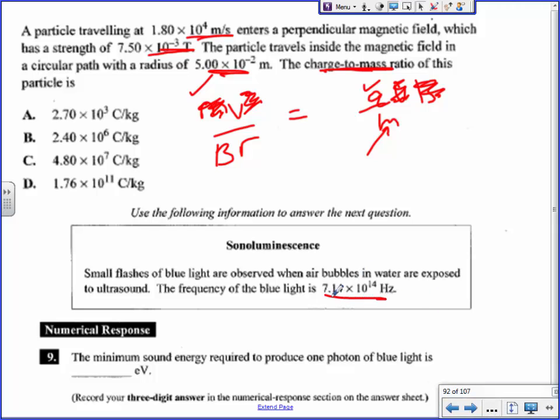Okay, here we're giving you a frequency. Small flashes of blue light can be observed when air bubbles in water are exposed to ultrasound. And the frequency of the blue light that you get is this frequency here. So we want to figure out how much energy is required to produce the photon of it. What formula are we going to use to solve this? Yeah, E equals hf. Now, really, it's E equals nhf, but we're just going to make it one photon, that's all.